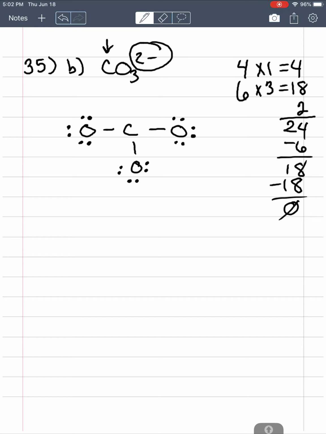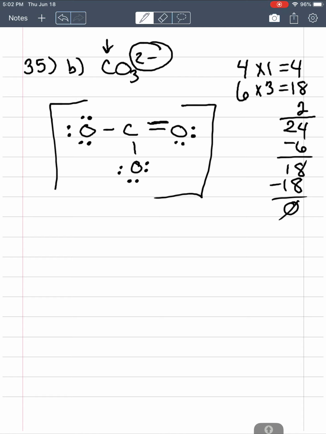If you look at carbon, carbon has not got an octet. So we're going to need to borrow 2 electrons from somewhere. When we borrow 2 electrons, we have a choice of any of these 3 oxygen because they're all identical. There's nothing different about them. They're all exactly the same. So we're going to start right here on the right, borrow 2 electrons and make a double bond.